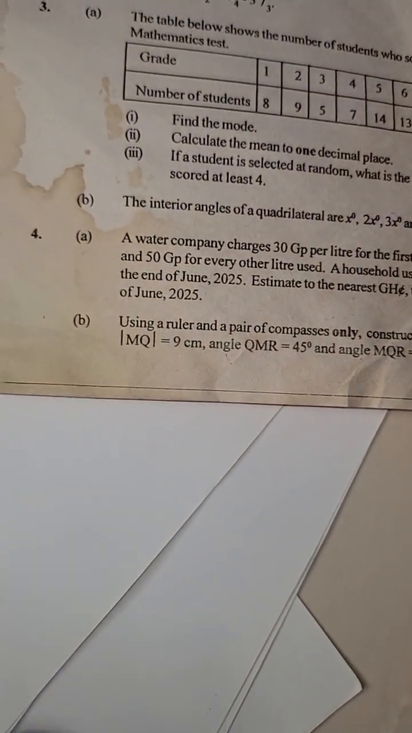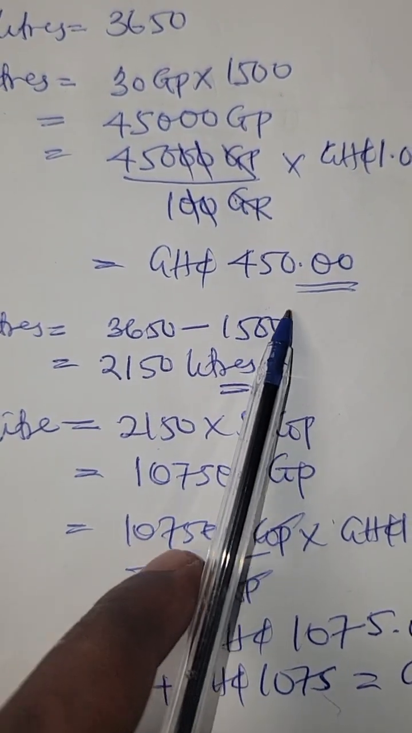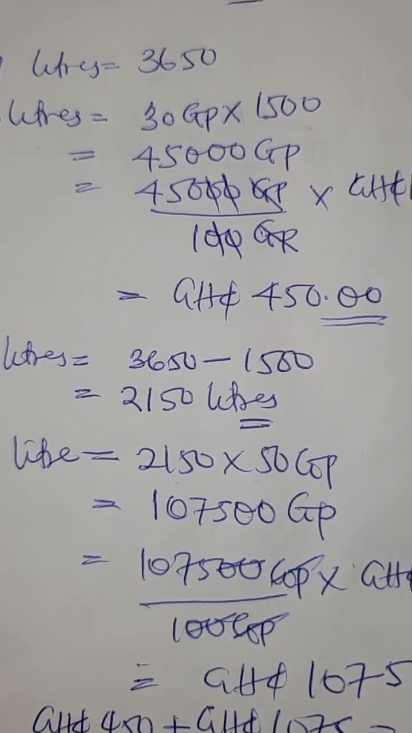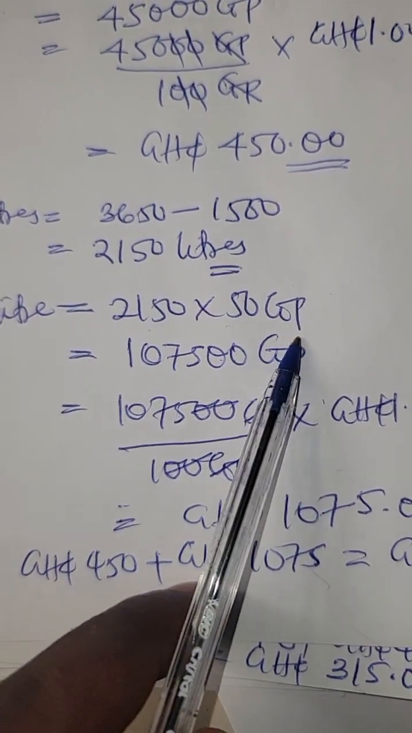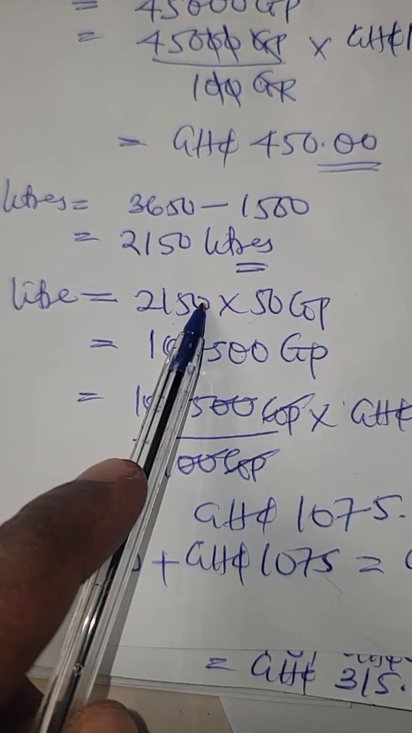The remaining is what we are charging 50 pesos for, for every other liter used. So we take out the 1,005 we calculated from 3,650, and that's going to be 2,150 liters. Each of that is 50 pesos. So multiply that by that. 50 times 0 is 0.